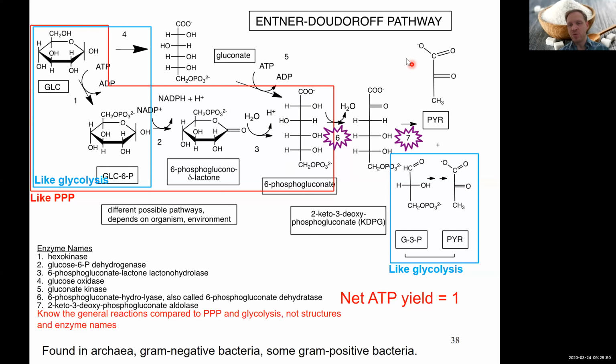I don't expect you to learn the structures, nor do I expect you to learn the enzyme names. If you can understand these different general reactions, how they compare to glycolysis and the PPP, and how that impacts ATP yield, that will be perfectly sufficient.